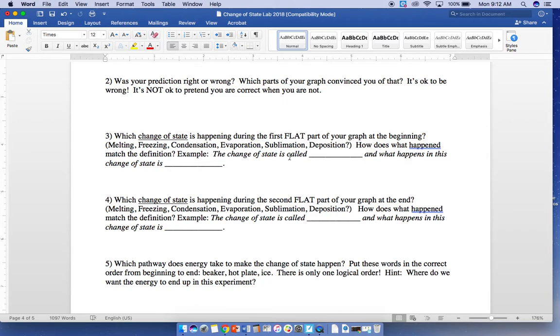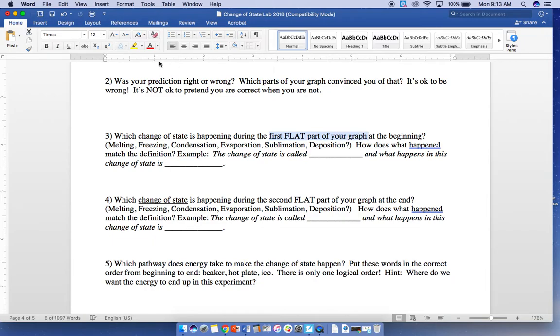Questions 3 and 4 are asking more about the science of what is happening during the changes of state in this experiment. We have two changes of state that are happening in this experiment. We have a solid turning into a liquid, and then we have a liquid turning into a gas. And in our prior class, we defined the scientific words for what each of those particular changes are called. So question number 3 is, which change of state is happening during the first flat part of your graph?